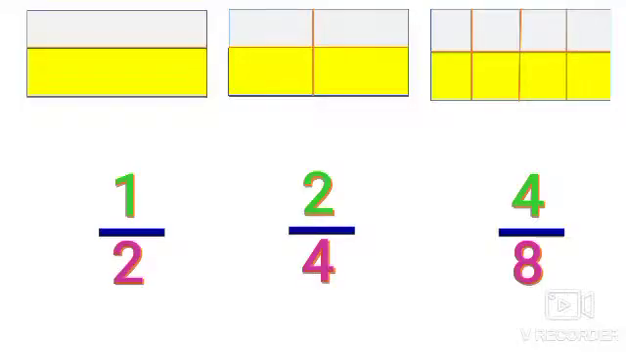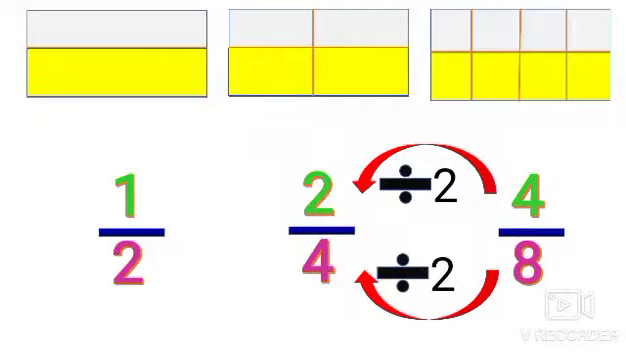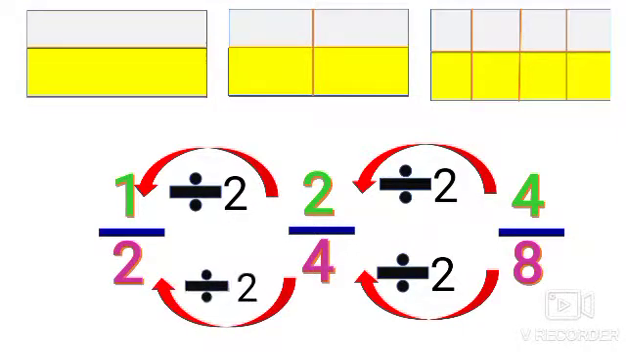Look at the example over here. We'll take the same example, that is 1 upon 2, 2 upon 4, 4 upon 8. If 4 upon 8, if 4 is divided by 2, you get 2. 8 divided by 2, you get 4. In the same way, if 2 is divided by 2, you get 1. If 4 is divided by 2, you get 2. So again, we can say 1 upon 2 is equal to 2 upon 4, is equal to 4 upon 8.